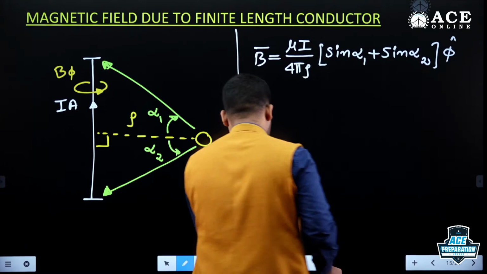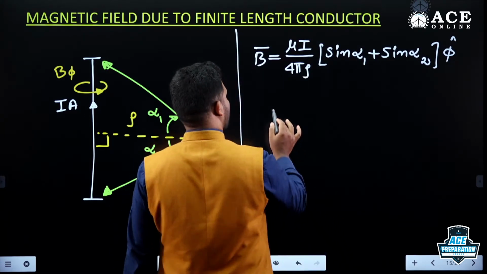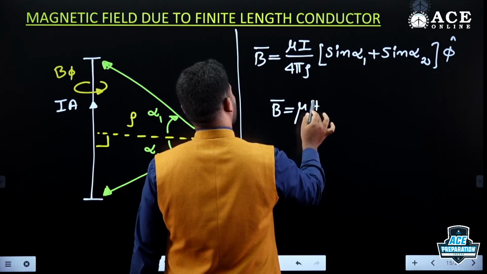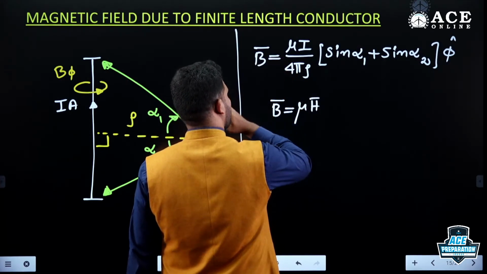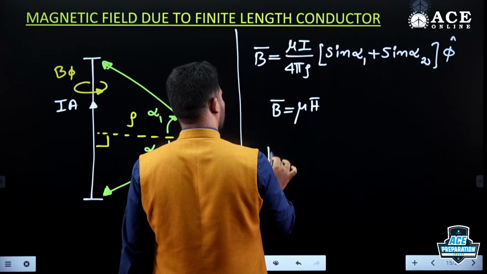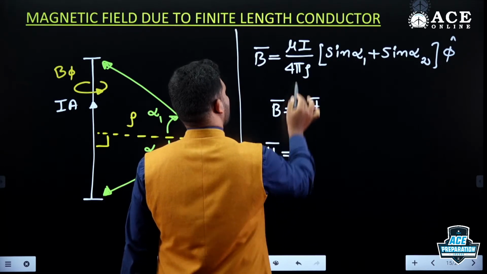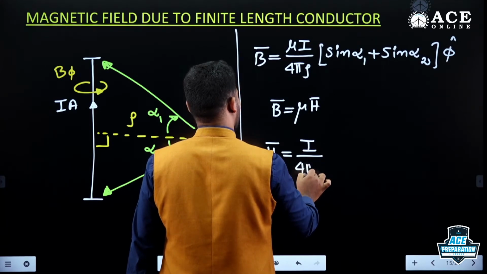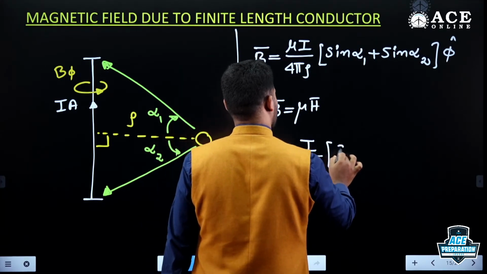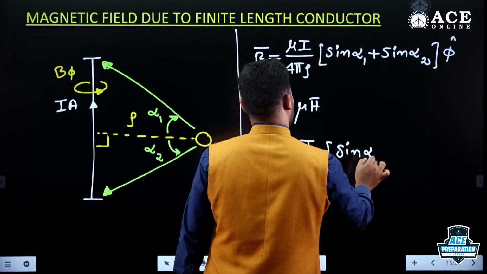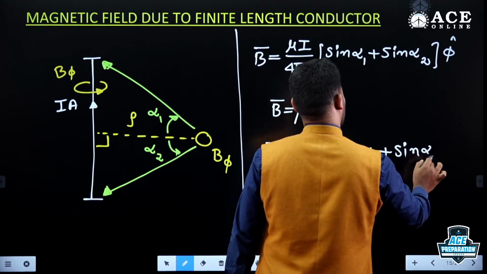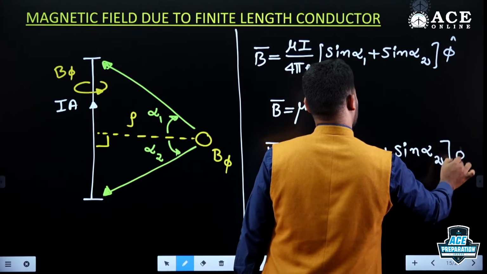Fine. Okay. Now if you want to get the H vector, B is equal to mu into H. B is called magnetic flux density and H is called magnetic field intensity. So just remove this mu. So the H vector is equal to I by 4 pi rho into sin alpha 1 plus sin alpha 2 into phi cap.